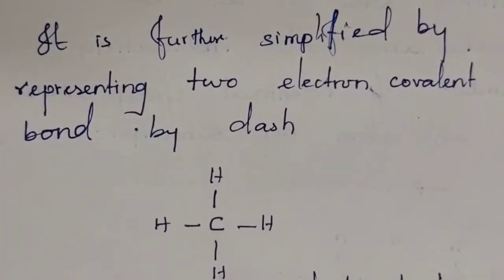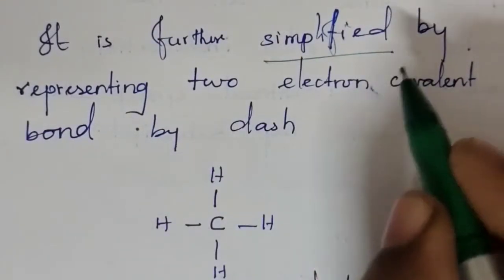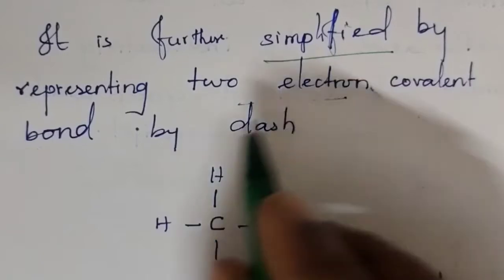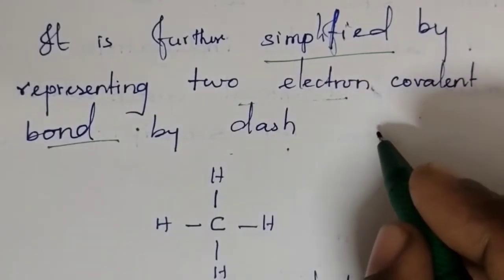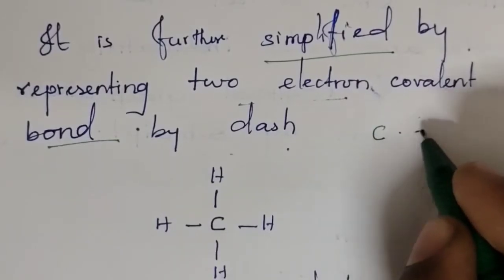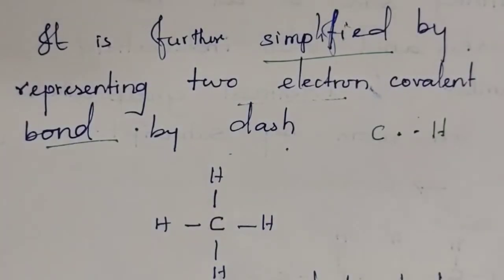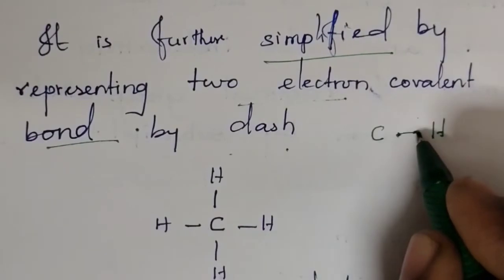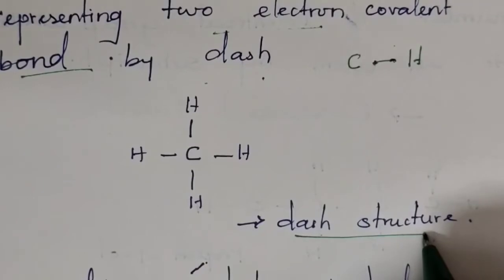This dot structure or Lewis structure can be further simplified by representing the two-electron covalent bond by a dash. In the dot structure, we studied that the covalent bond is represented by two dots. It is further simplified by connecting these two dots and making it a dash. Such a structure is called a dash structure.